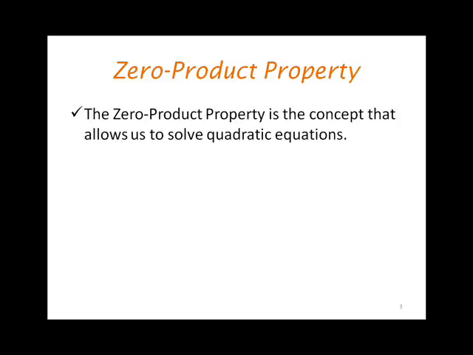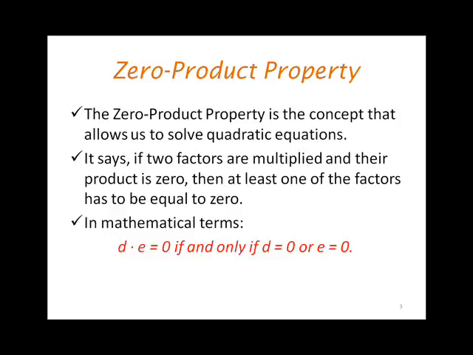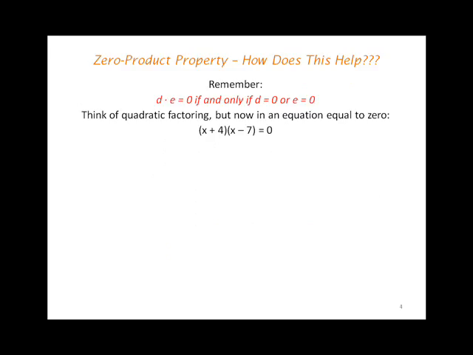Now, the thing we have to remember in quadratic equations is this zero product property. That's the concept that will allow us to solve quadratic equations, to figure out what numbers work to make the expression equal to 0. It says if two factors are multiplied together and their product is 0, then at least one of the factors has to be 0. So in mathematical terms, if we have d times e, a factor times a factor, equal to 0, that's true if and only if either d equals 0 or e equals 0. One or the other has to be 0.